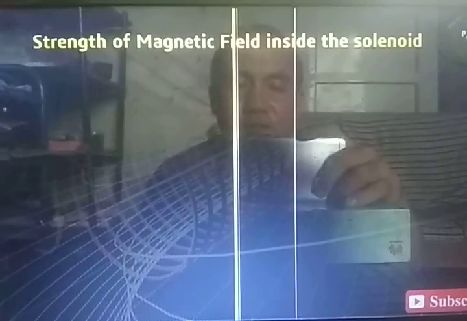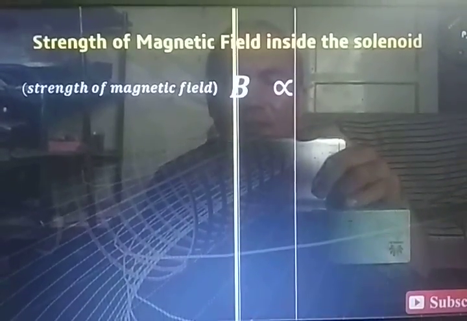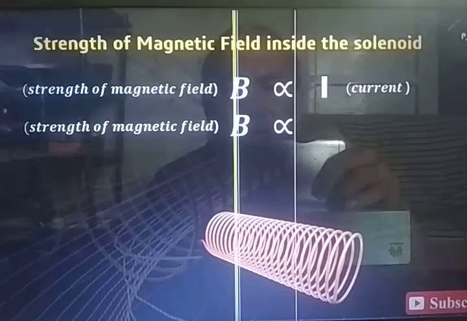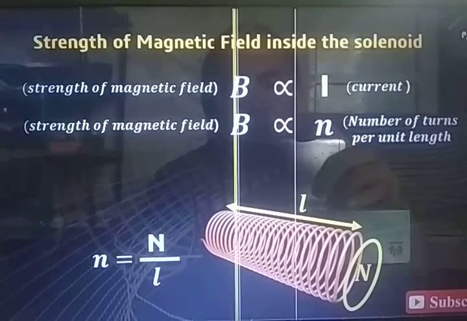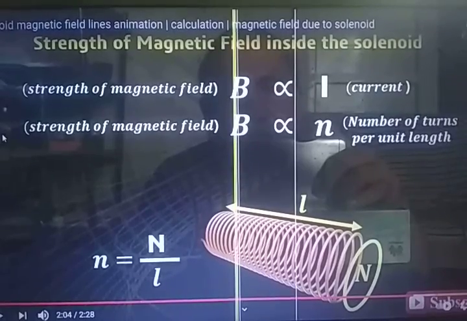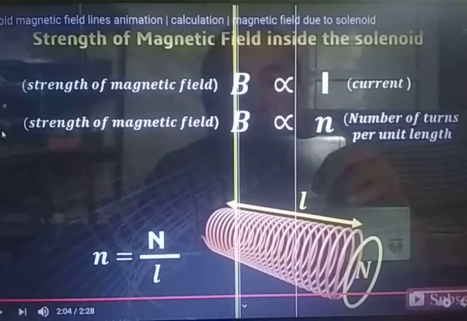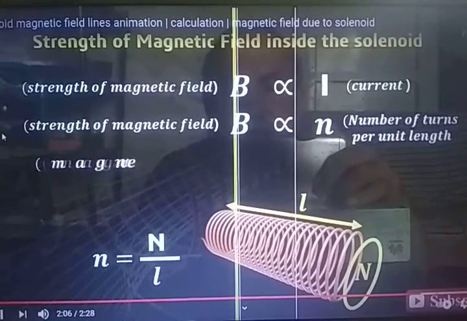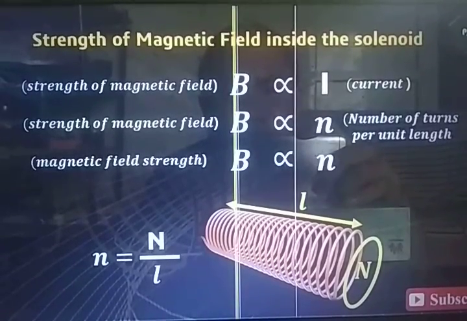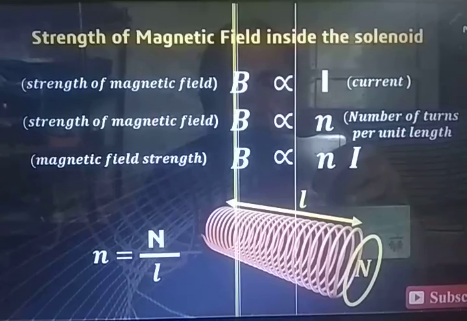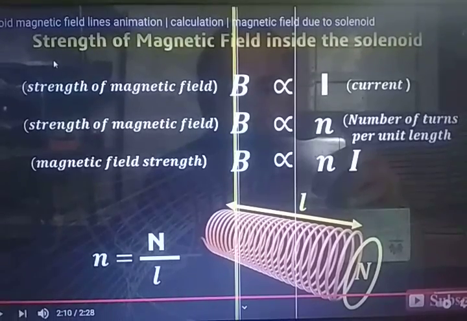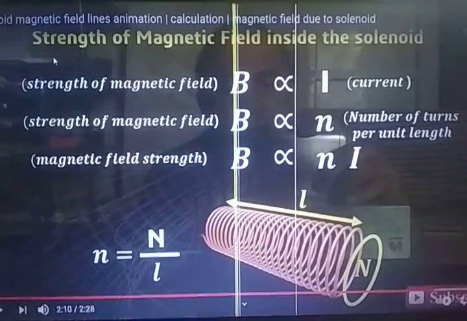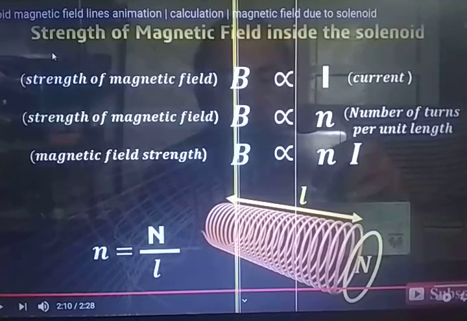Now we'll study the strength of the magnetic field inside the solenoid. The strength of the magnetic field increases with an increase of current, that is, B is directly proportional to I. The strength of the magnetic field B also increases with the number of turns. If the number of turns is more, then the strength also increases. So B is directly proportional to N. Summing up, B is directly proportional to N times I, that is, the number of turns times the current.